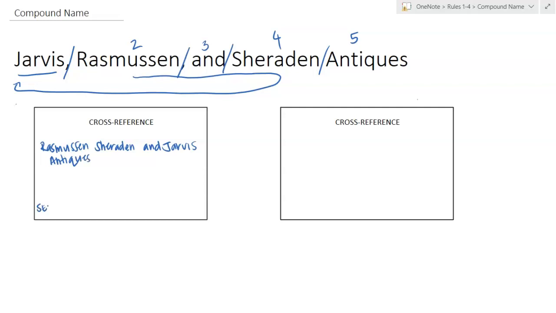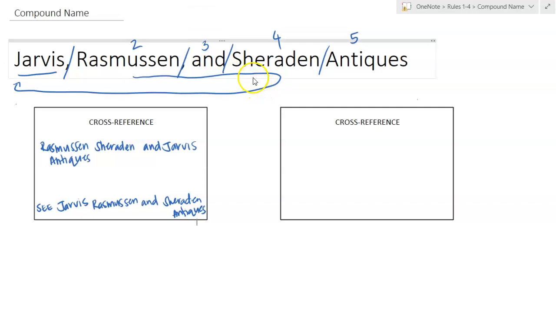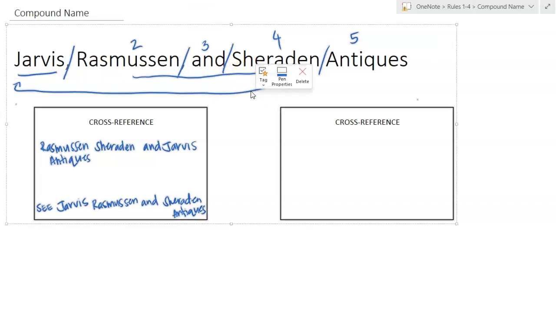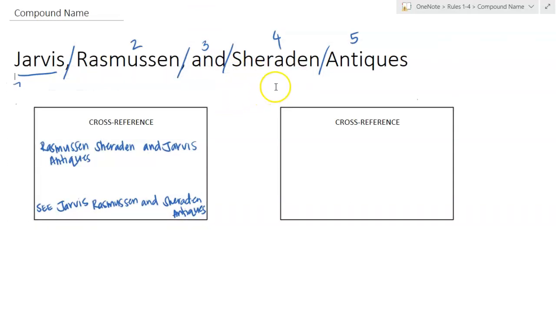My C notation would be the original, which is Jarvis, Rasmussen, and Sheridan Antiques. Ran out of room here. And so my next cross-reference, let me delete this, is going to start with the third name.